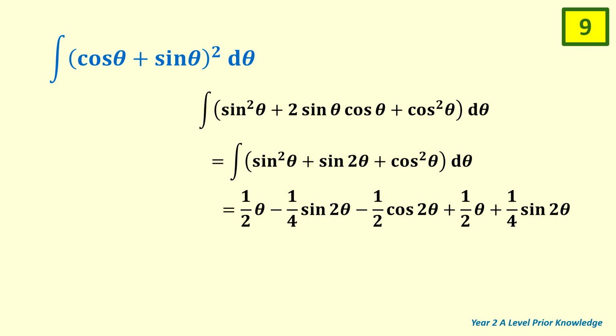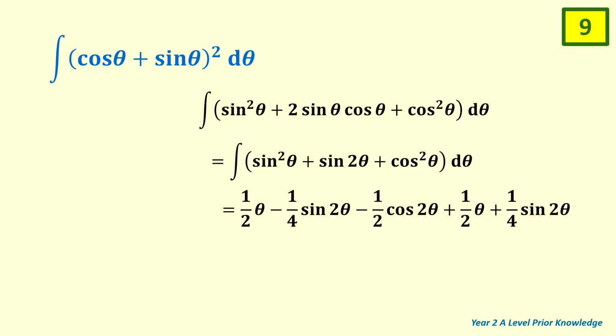So the integral of sin²θ is our half θ minus 1/4 sin 2θ. The integral of sin 2θ is negative 1/2 cos 2θ, and the integral of cos²θ is a half θ plus 1/4 sin 2θ. Now you may notice that the half thetas could be added together to just make 1 θ, and even better, the minus 1/4 sin 2θ could cancel with the plus 1/4 sin 2θ.